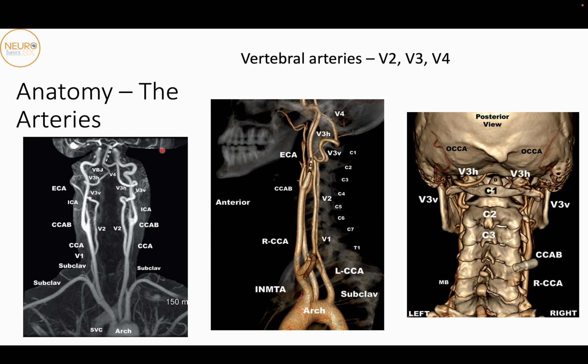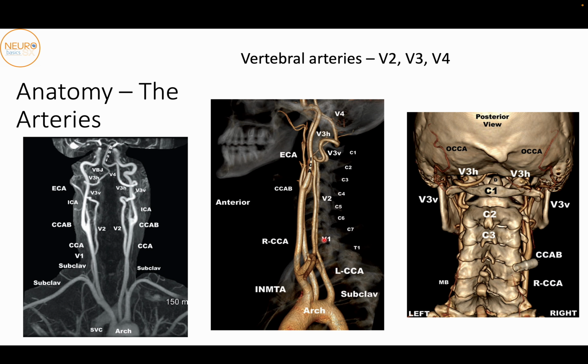Right, now coming to the vessels which supply the craniovertebral junction and what we can make out on imaging. So the most important arteries obviously in the region are the vertebral arteries, and the related segments of the vertebral artery would be the V2, V3 and V4. So I'm sure most of you know this by now, but V1 is a segment from the origin of the vertebral artery to the point where it enters the C6 foramen.